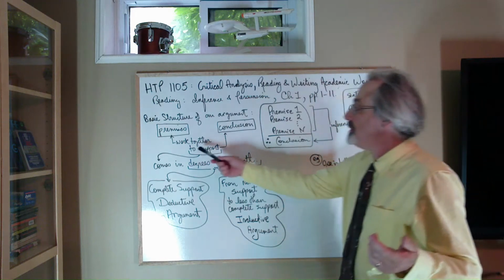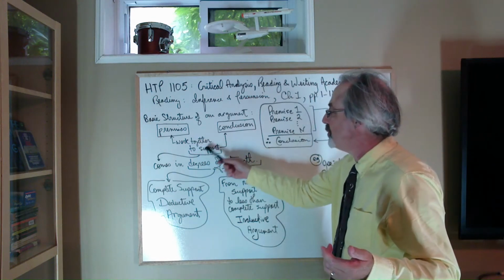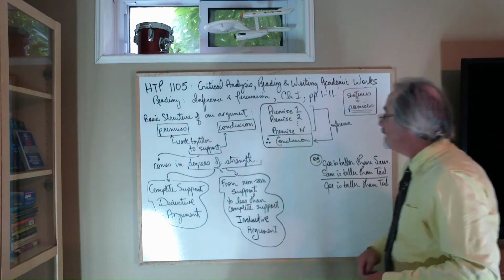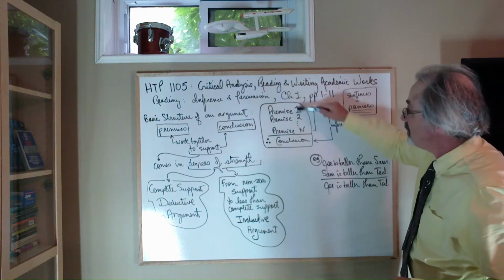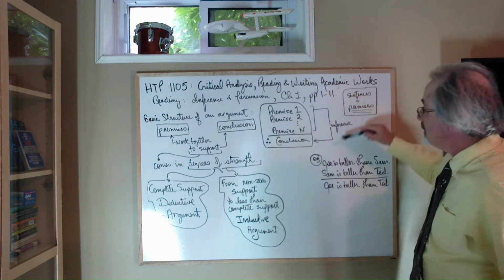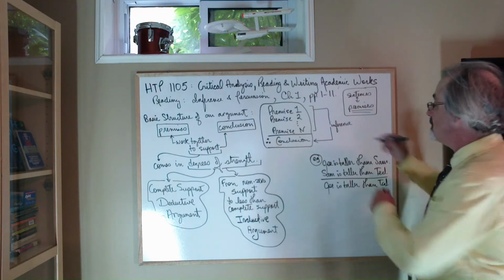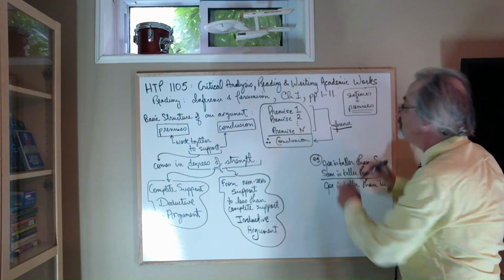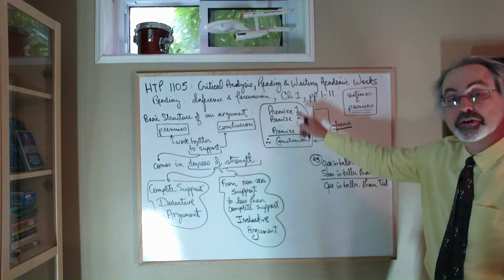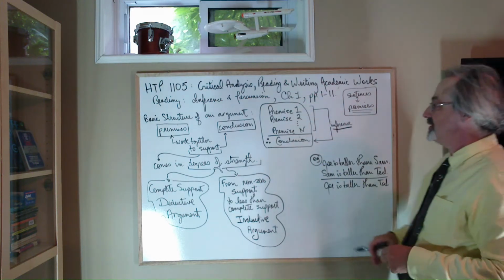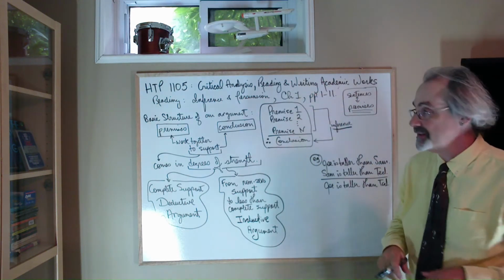Now, the premises work together to support the conclusion. In other words, these premises work together and they lead to the conclusion. This leading to the conclusion is often referred to as an inference. You infer the conclusion on the basis of the premises.